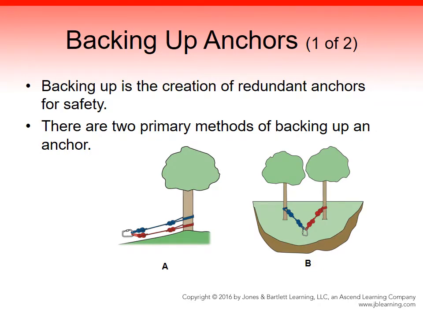Anchor systems present a number of opportunities for failure. Some causes of anchor system failures include uncertain strength of anchor points, failures in human judgment and experience, and equipment failures. Backing up anchors is a creation of redundant safeties. There are two primary methods for backing up an anchor as shown in figure A and B. The specific method for backing up an anchor system and the number of anchor points you need depend on a number of variables, including the condition of the anchor points, the nature of the high angle operation, and the load and stresses involved in the system.